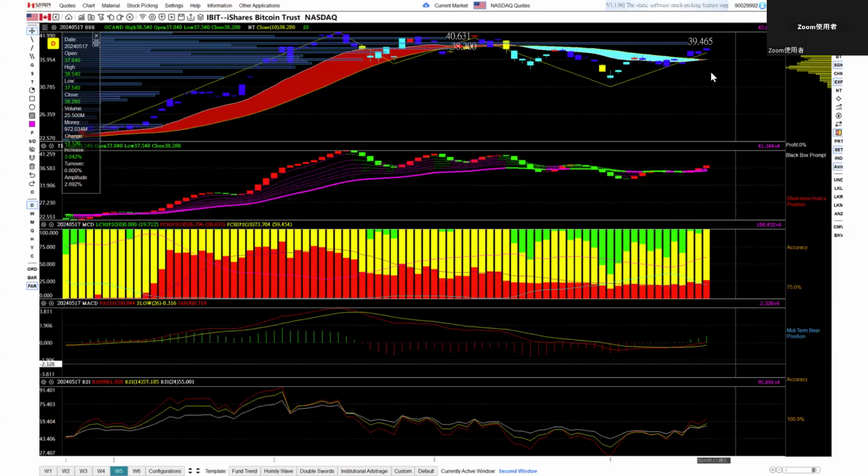Even without the system, if you just take a look at the candle patterns, you will find the inverse head and shoulders. Can you find it? I think IBIT is very similar to Bitcoin, because if you look at the chart of Bitcoin, it's also doing the inverse head and shoulders.